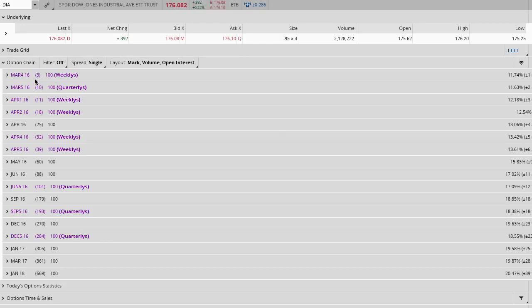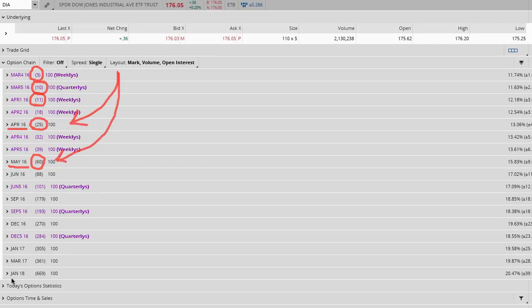Next to that, you're going to see the time left until expiration. This is really helpful because it tells you how many days are left until expiration. Now, these aren't trading days. These are calendar days. So, for example, if we were trading the April monthly contracts, those have 25 days left until expiration. If we were trading the May monthly contracts, those have 60 days left until expiration. So this is where we start to develop an idea of how far out we want to trade. I mean, right now you can see that we have January 2018 contracts that are available, and those have 669 days left until expiration.